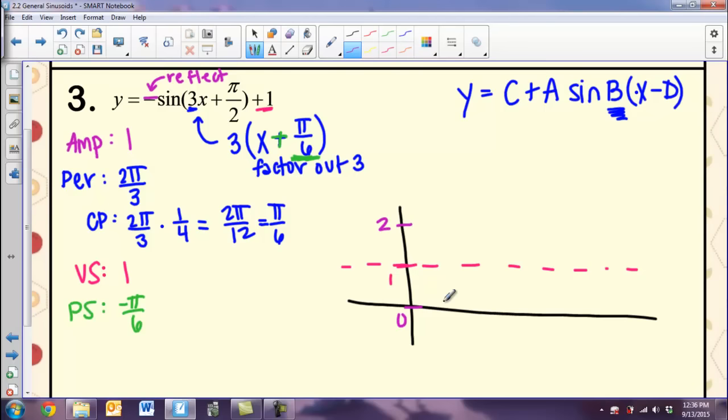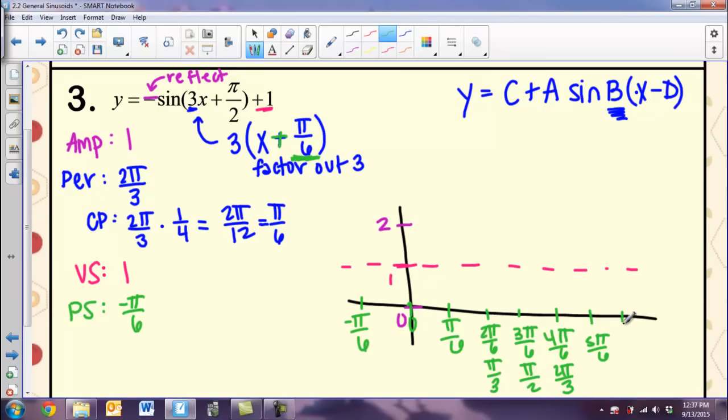And now I'm going to plot my phase shift. So my phase shift is at negative pi over 6, which is where that first point is going to start, then 0, then pi over 6, and then 2 pi over 6, which is actually equivalent to pi over 3. You can simplify your fractions here. 3 pi over 6, which again is equivalent to pi over 2. And that'll get me 1 cycle. Remember, you can always keep going and keep finding more points if you needed to graph 2 cycles. And again, simplify if you can.